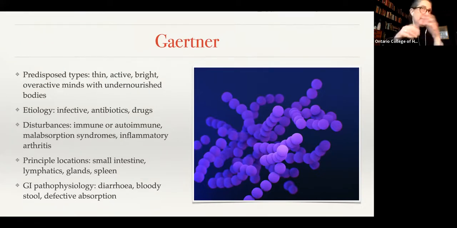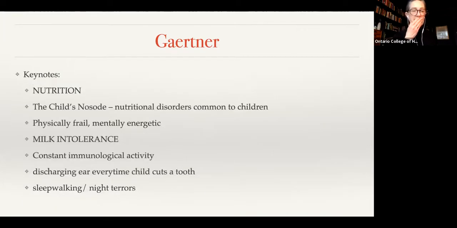Etiology is infective, antibiotics or drugs. The disturbances are immune or autoimmune, malabsorption syndromes, and inflammatory arthritis. The principal locations are the small intestine, of course, where absorption occurs, the lymphatics, glands, and spleen. And the GI pathophysiology tends to be diarrhea, bloody stool, and defective absorption once again. The keynotes for this remedy are nutrition, nutrition, and then once again, nutrition.